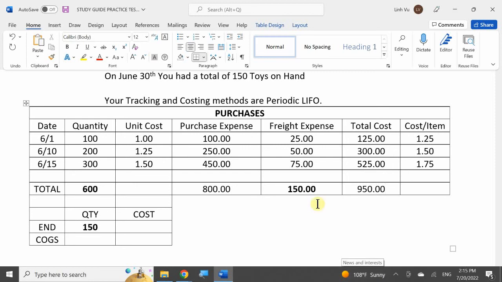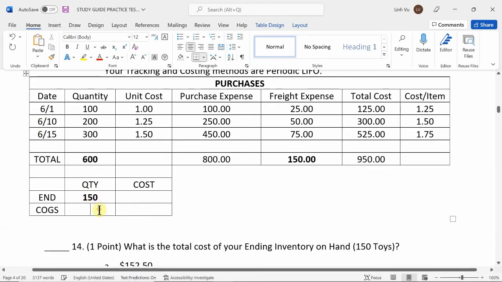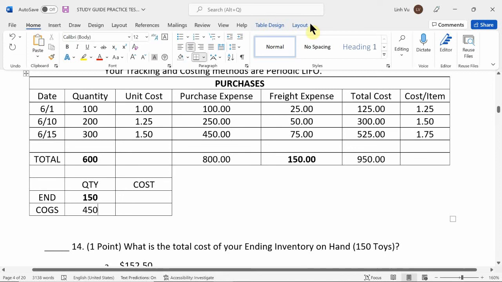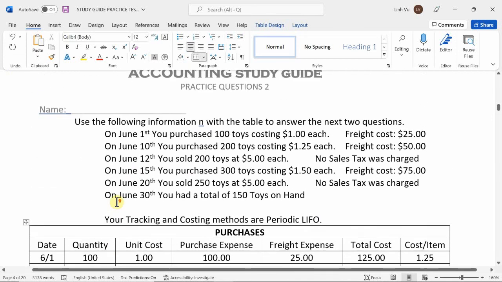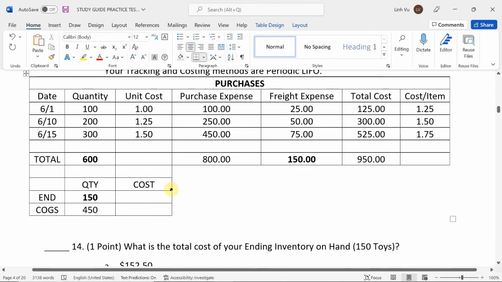So if I started out with 600 units and I have 150 left on hand, what's the assumption that I sold? 450. And if you really wanted to, you can cross-reference it by looking up here. I sold 200 on June 12th, and then 250 on June 20th, which gave you 450. But that's not what we're supposed to do here. I need to solve for one of the answers, so let's go ahead and solve for our cost of goods sold.